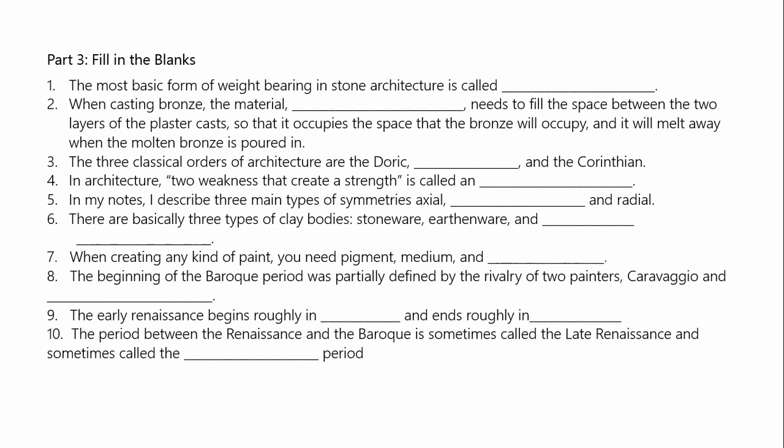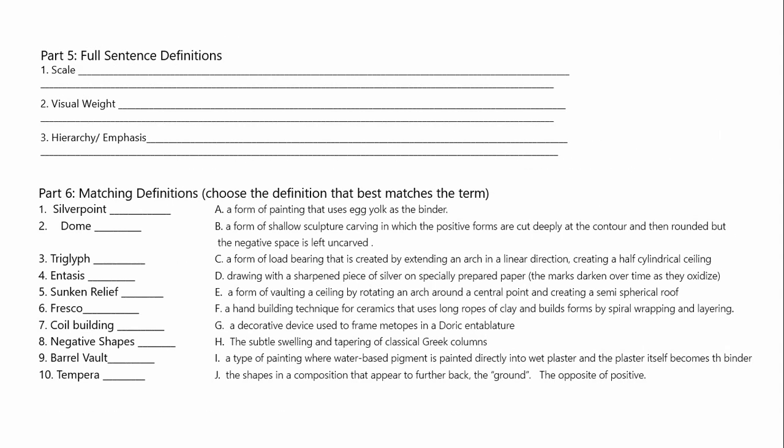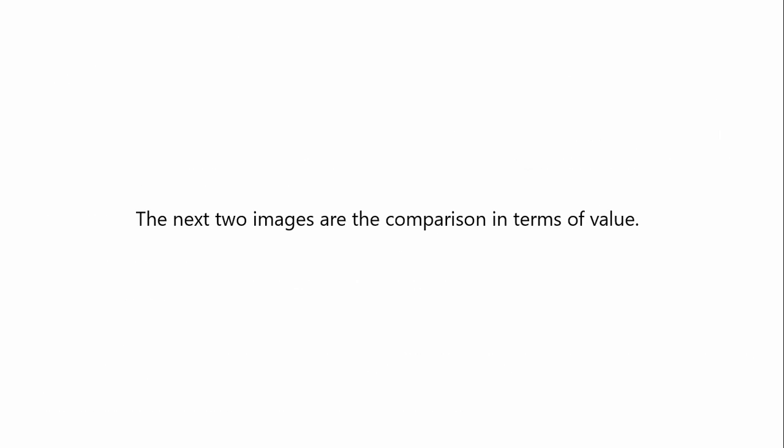Beginning the Baroque period defined by the rivalry between Caravaggio and Carracci. Early Renaissance begins roughly in 1400 CE and roughly ends in 1475 or 1480 CE. And the period between the Renaissance and the Baroque is called the Mannerist period. Okay, so hopefully this time you heard all that and saw all that at the same time. I'm in a battle with my webcam program here.